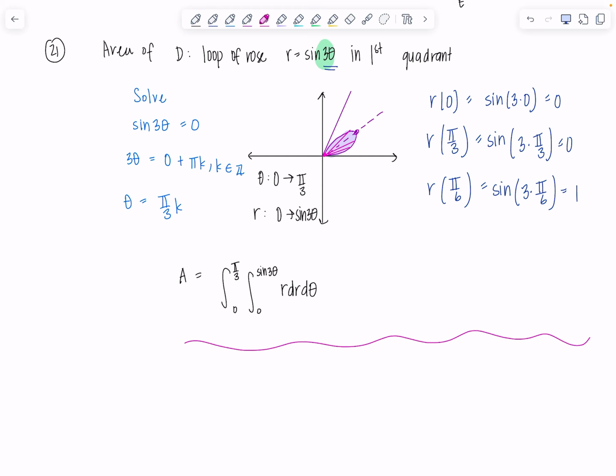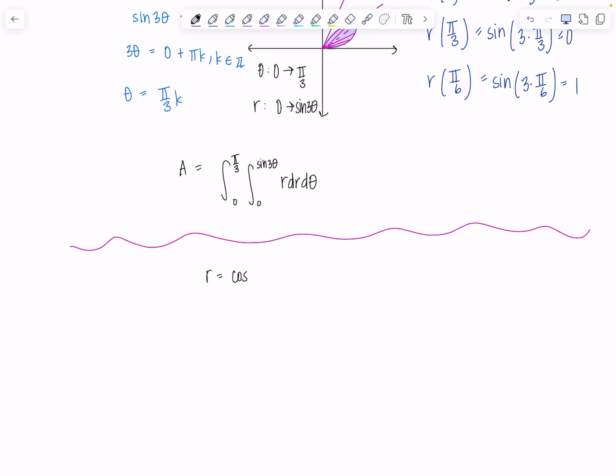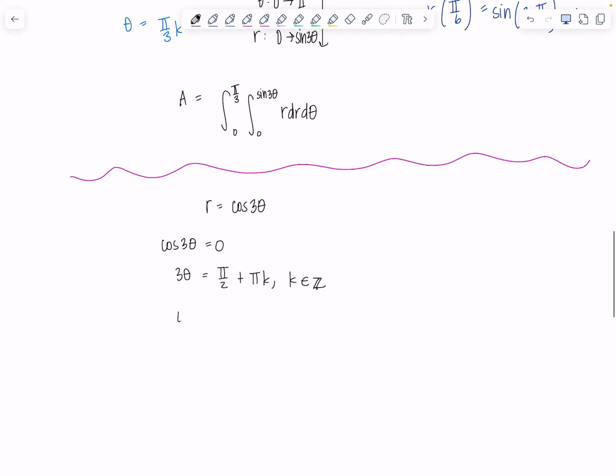And why did we do r at 0, r at pi over 3, r at pi over 6? Just so we get the lengths, so you can accurately draw it. Because if it was r equals cosine 3 theta, I want you to see the difference in the setup. You would start the same way. You would say, okay, cosine 3 theta is 0. So when is cosine 0? Pi over 2 plus pi k. K is an integer. So then now theta equals pi over 6 plus pi k over 3. You have to divide everybody by 3.